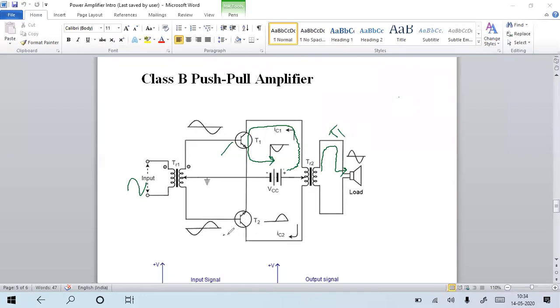So it is an off state. This is the on state. So what is the current flow through the circuit? Like that, collector to emitter. So what is the current through the load? Like this. What about the negative cycle?